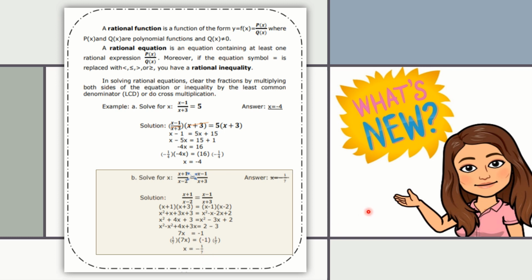Is everything clear about solving rational equations? If yes, then that's great. If not, you can watch that part of the video again just to make everything clearer.